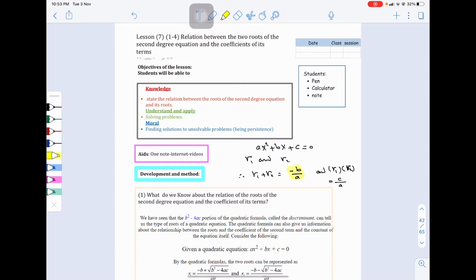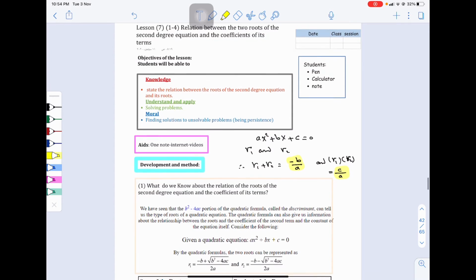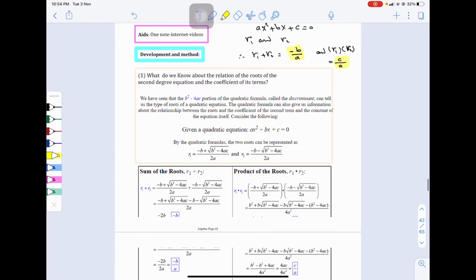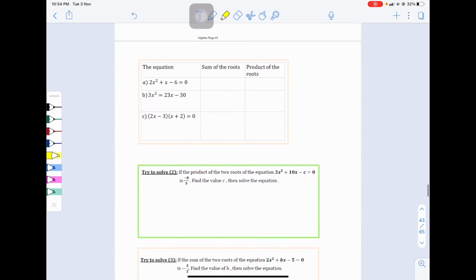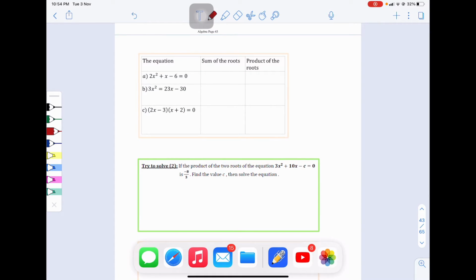Then the sum of the two roots equals negative b over a, and the product of the two roots equals c over a. And we can deduce or prove that from the general formula. Then, in this question, we know that the sum of the two roots equals negative b over a, equals negative 1 over 2, and the product of the two roots equals c over a, equals negative 6 over 2, equals negative 3.